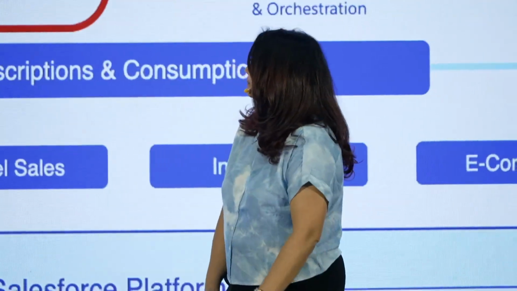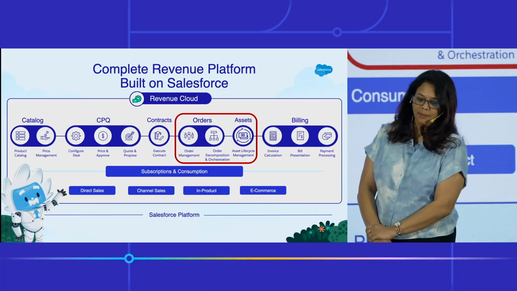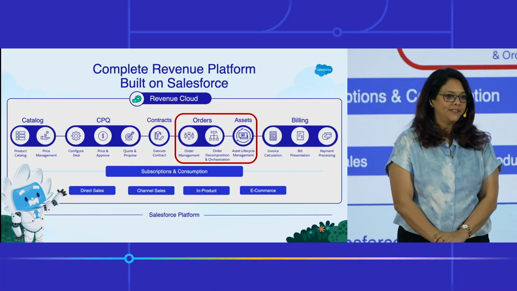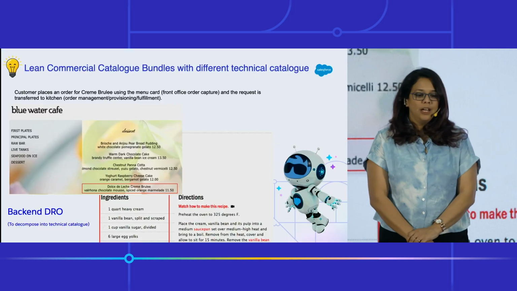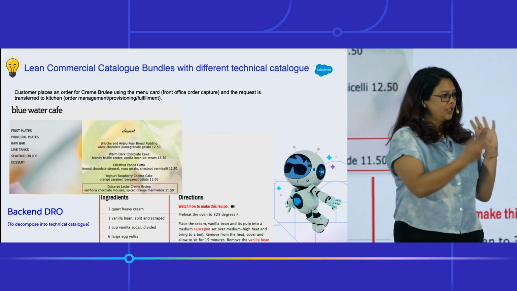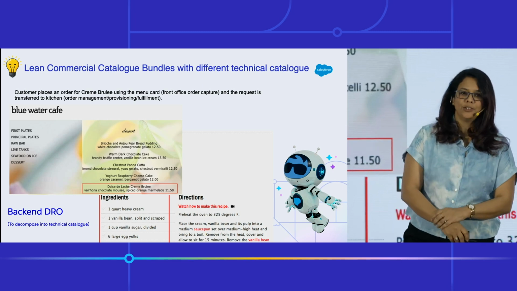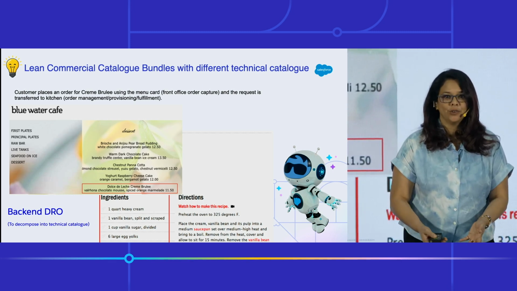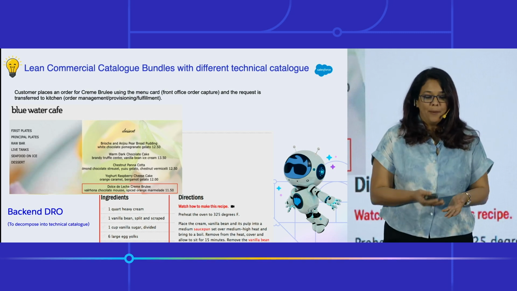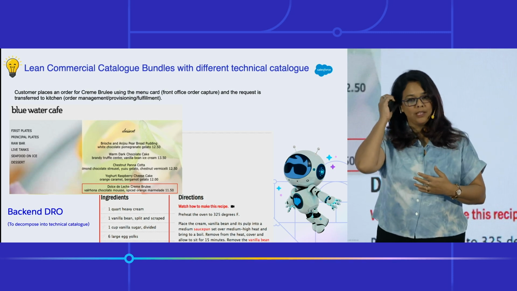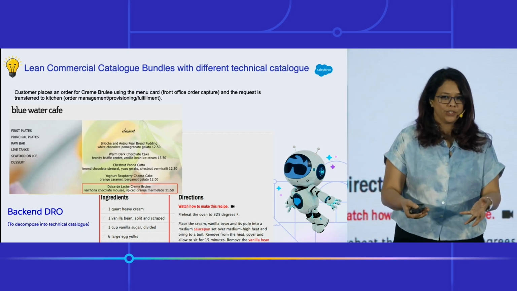All right, we saw the transaction management. In order management, order orchestration, and asset lifecycle, I want to just focus on one of the key features that we have. So the tip is to keep the commercial catalog lean, right? And you have a different technical catalog. So like in a menu card in a restaurant, what the customer sees is just that I want to buy a creme brulee. But on the back end are all the ingredients that are part of that particular dish, right?